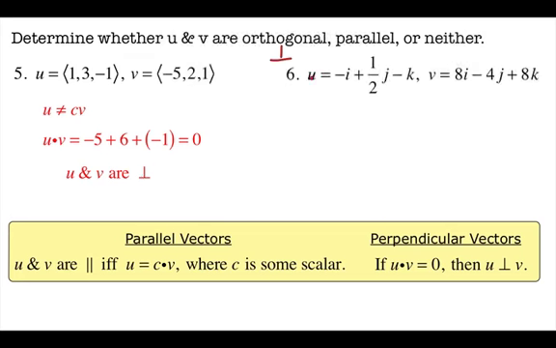So we're looking at vector U, vector V. I'm going to check to see if they're parallel. See if there's a scalar that I can multiply one by to get the other vector. And it turns out that there is. If you multiply vector V by -1/8, you end up with vector U, which implies that these two vectors are parallel. Let's move on to number 7.